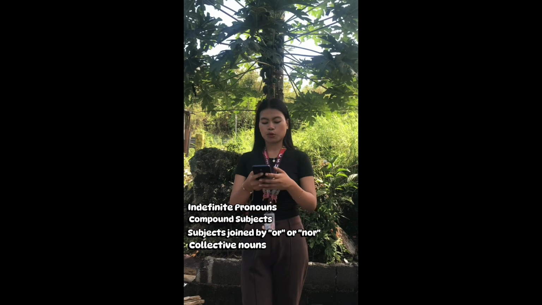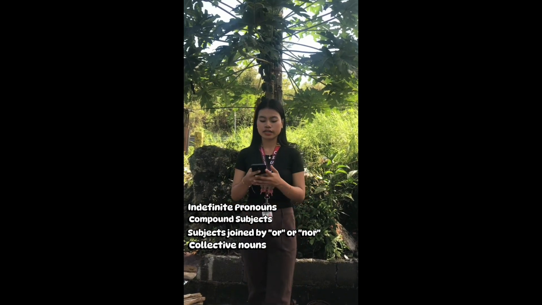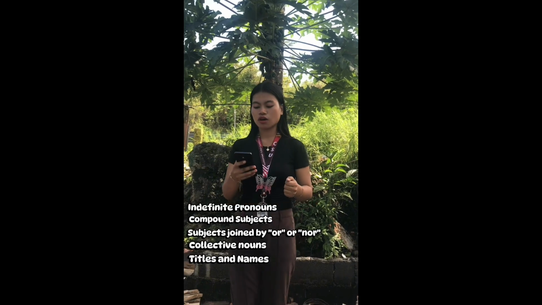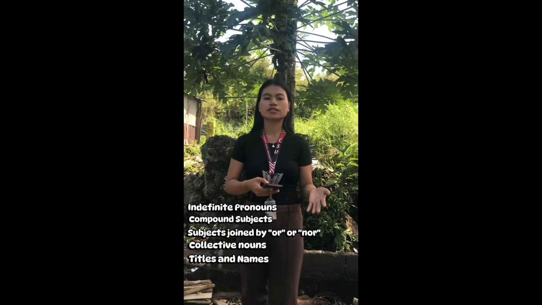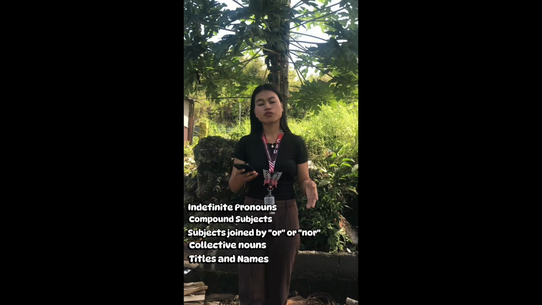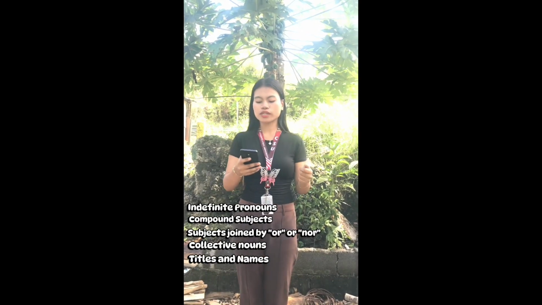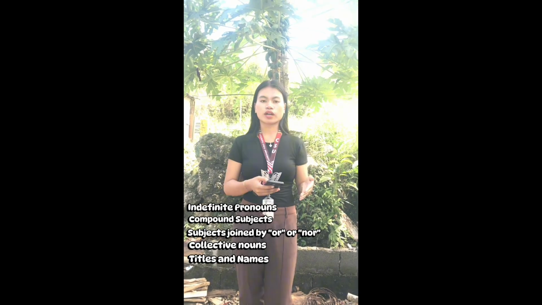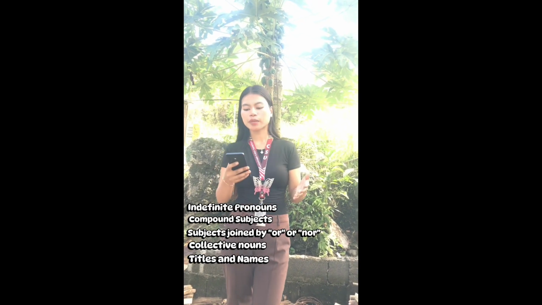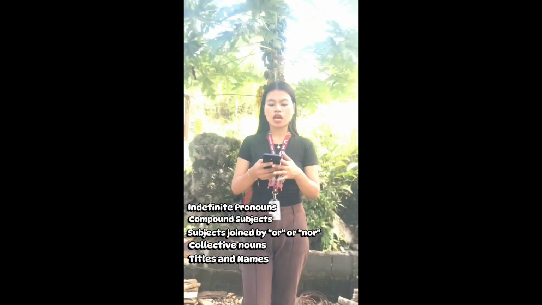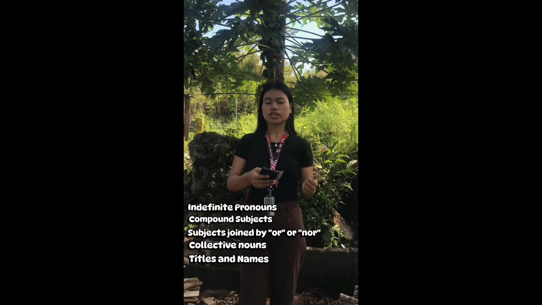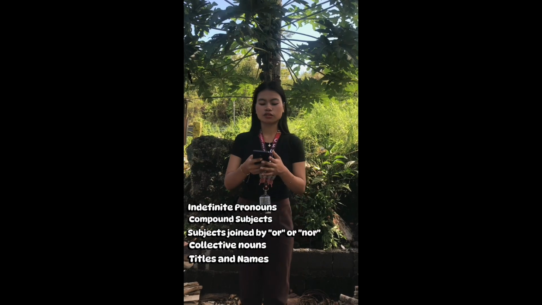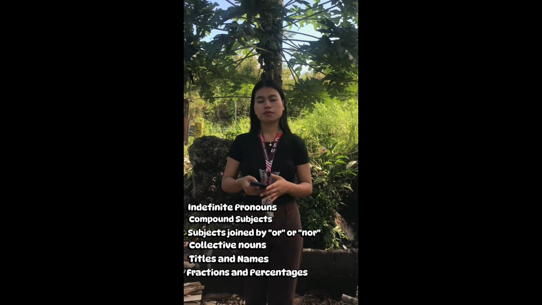The fifth one is titles and names. Titles of books, novels, groups, and movies are usually treated as singular even if they are in plural form. For example, The Grapes of Wrath is a classic novel. So that is singular but in a plural form. Another special rule is fractions and percentages.